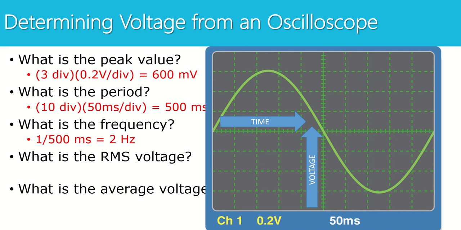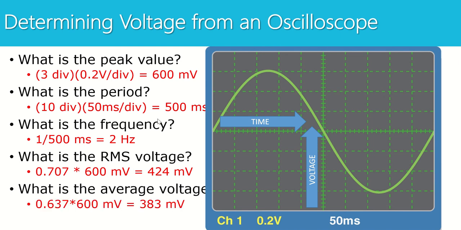Then I can use that to find the frequency, 2 hertz. Remember, we're just taking the reciprocal. Then I can calculate the RMS voltage by saying 0.707 times the peak that I calculated earlier. And I can do the same with average by doing 0.637 times the peak we calculated earlier. So this is how we can read an oscilloscope.